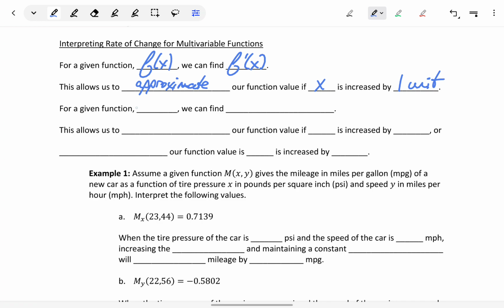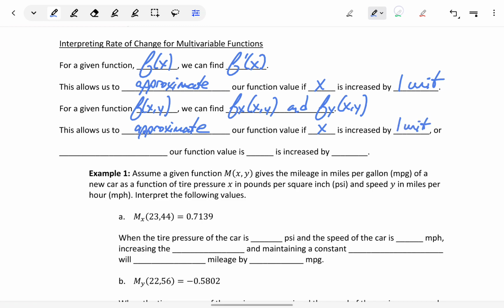For a given multivariable function, f of x comma y, we can find f sub x, meaning the first partial derivative with respect to x, and the first partial derivative with respect to y, f sub y. This will allow us to approximate our function value if x is increased by 1 unit. And we investigate that by considering f sub x, the first partial derivative with respect to x.